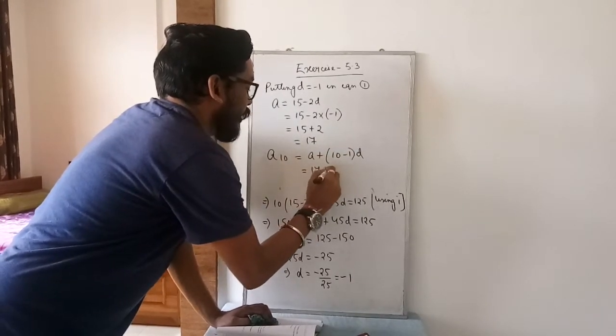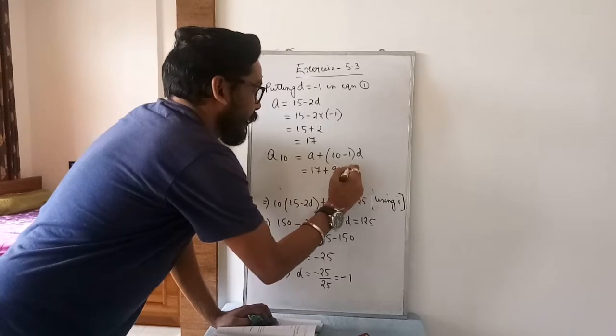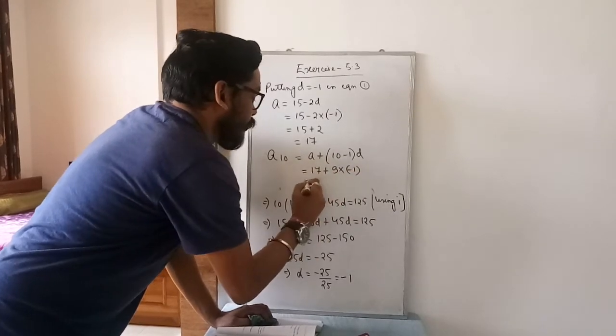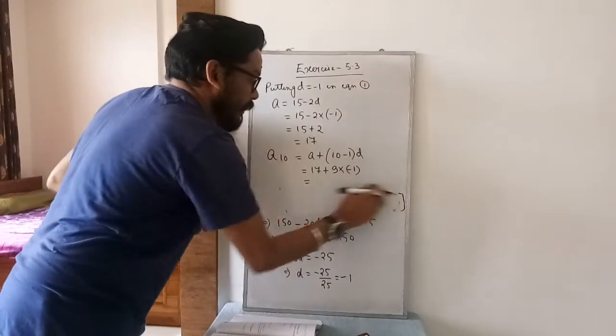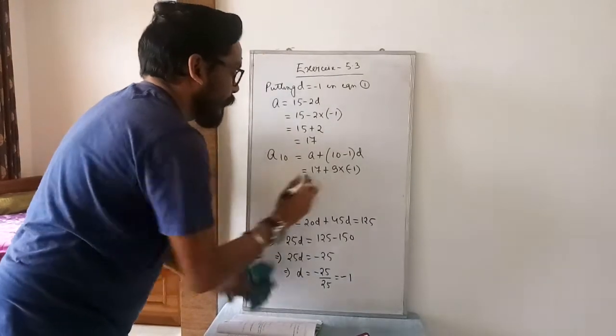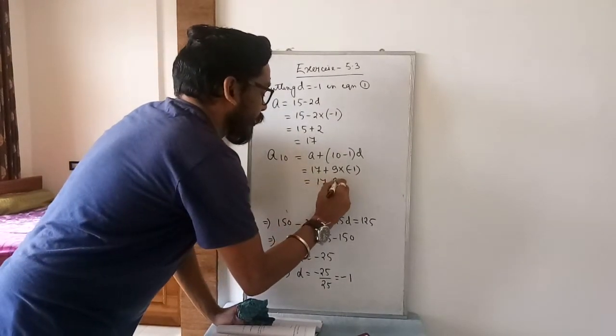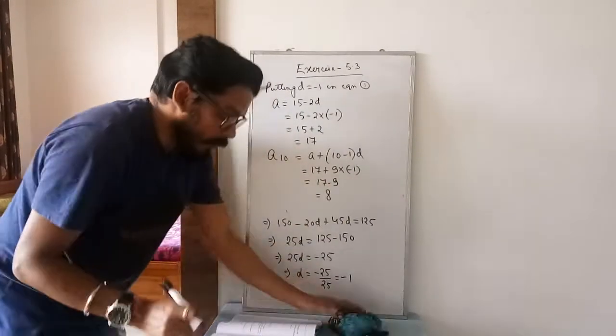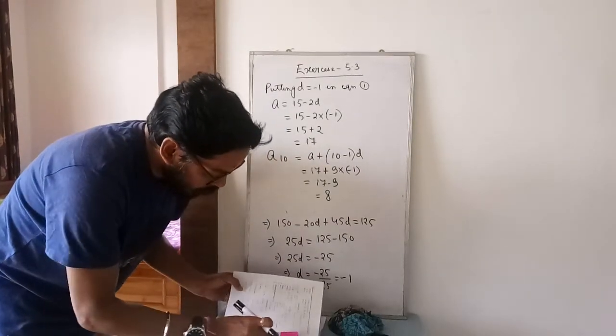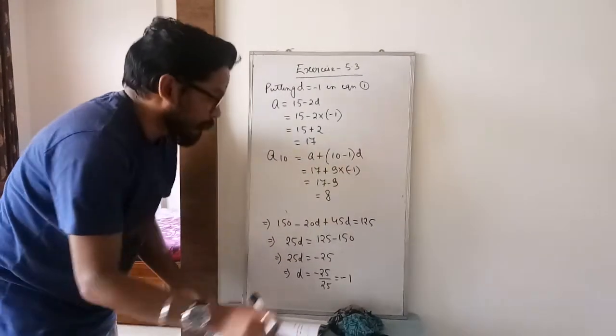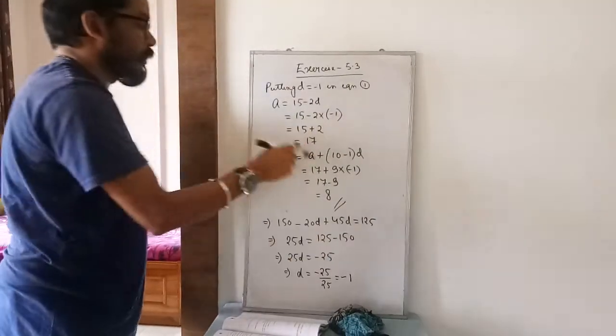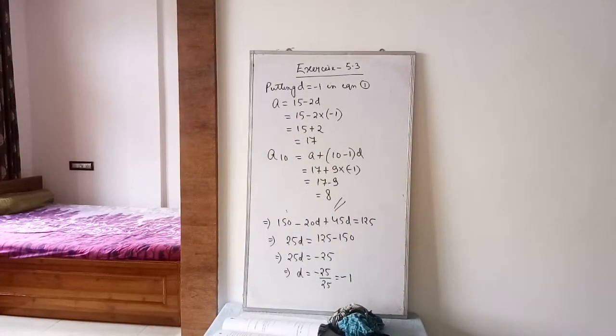Your A is 17, 10 minus 1 is 9 and your d is minus 1. So it is 17 minus 9. How much will it be? 17 minus 9, it is 8. Okay, clear? So you got the value of A10. Now you can take the final screenshot. Clear?